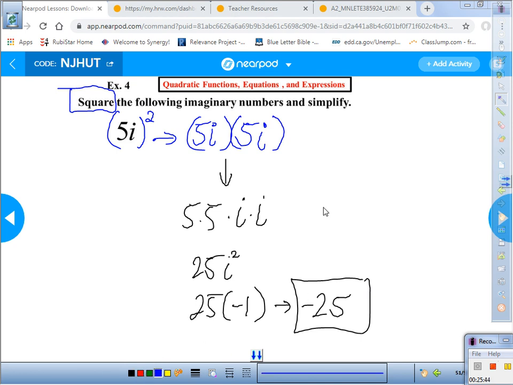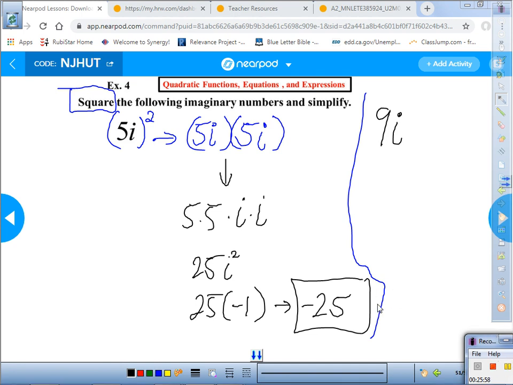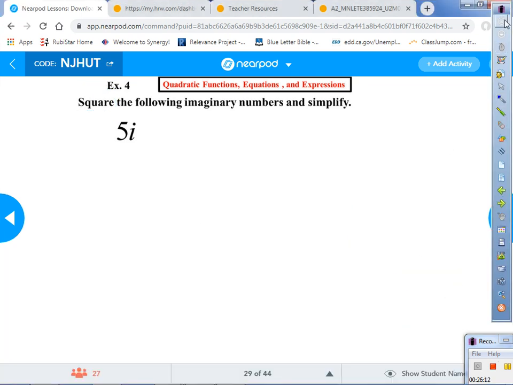All right. Do this one by yourself. Do the entire process. Even though it's very similar, I just want to make sure you got the process. Let's do 9i. Square that and simplify. Copy that and go. I'll give you some time. All right. Check with me there. See what they got. Answer, negative 81. Hands if you got that. Okay, that is correct.